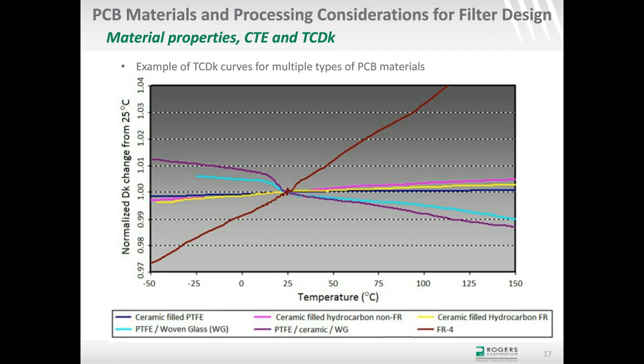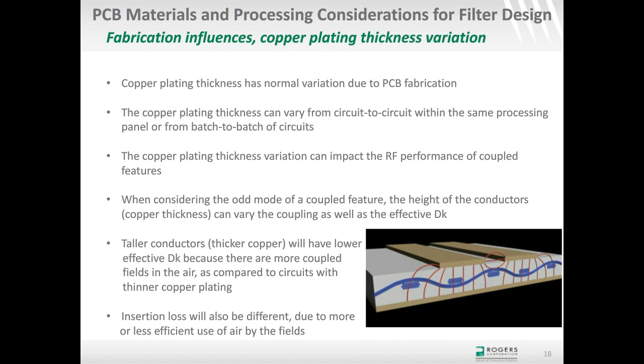Let's talk about some fabrication influences. Copper plating thickness does vary from circuit to circuit, and that's just the nature of the beast for making circuits. On one panel of multiple circuits, if you were to check, you can see some variation of copper plating thickness from one circuit to another. And of course, batch to batch, you're going to see differences too. That's just kind of the nature of the beast.